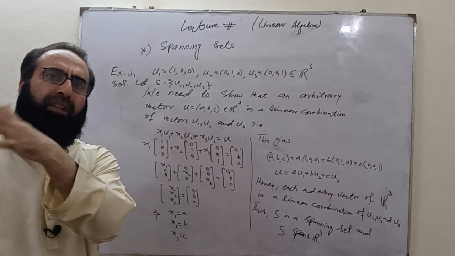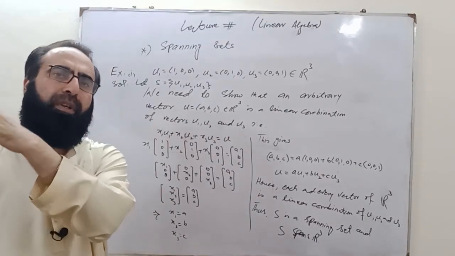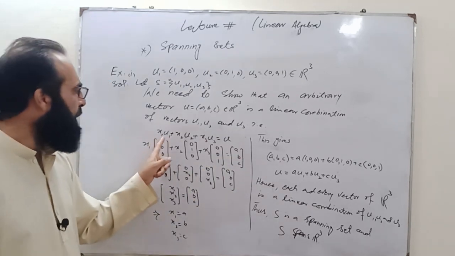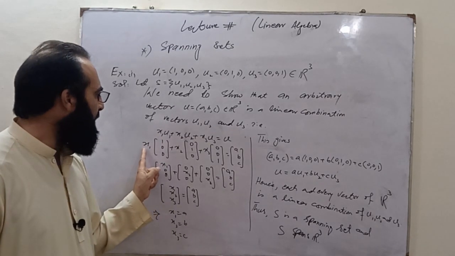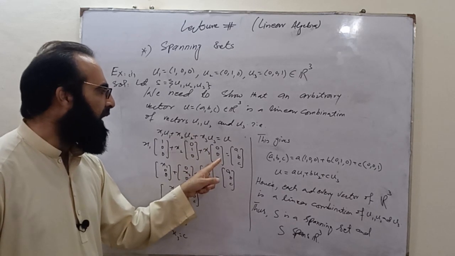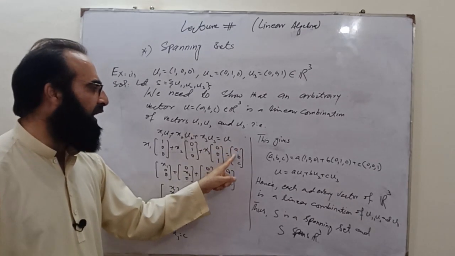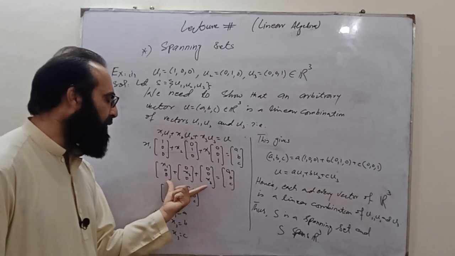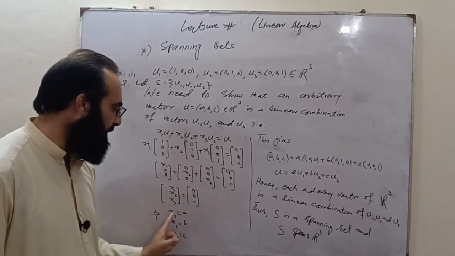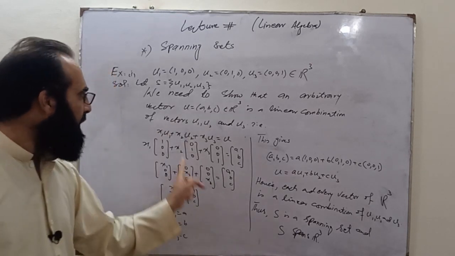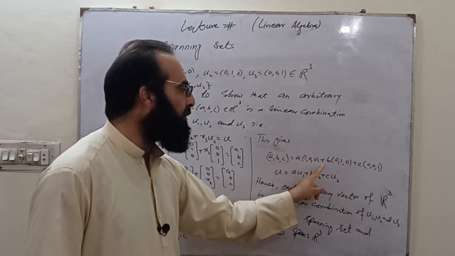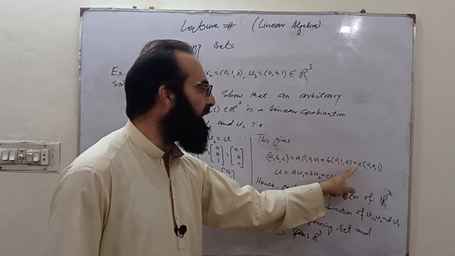In linear combination, this u was some specific vector, but here it's an arbitrary vector. Now put the values of u1, u2 and u3: multiply x1 with (1, 0, 0), x2 with (0, 1, 0), x3 with (0, 0, 1). On the right side, we have this arbitrary vector which is (a, b, c). Adding these vectors, we get x1 equals a, x2 equals b, x3 equals c. This shows that the vector (a, b, c) is equal to a into (1, 0, 0) plus b into (0, 1, 0) plus c into (0, 0, 1).